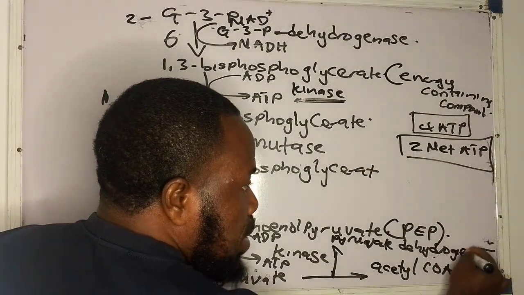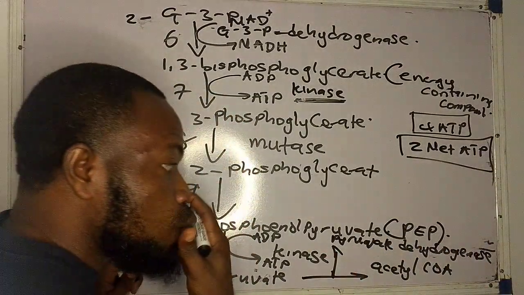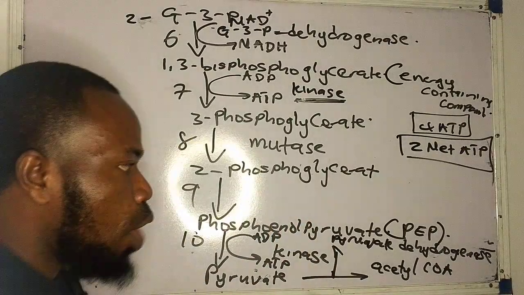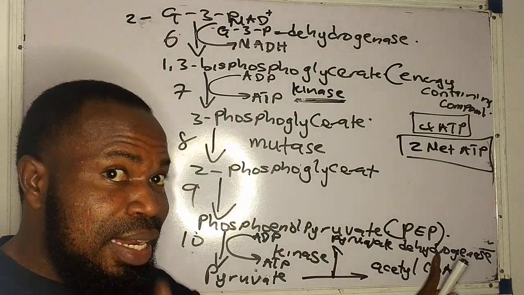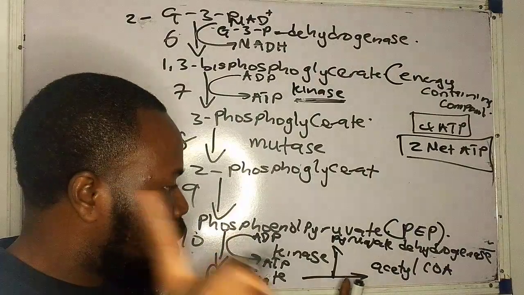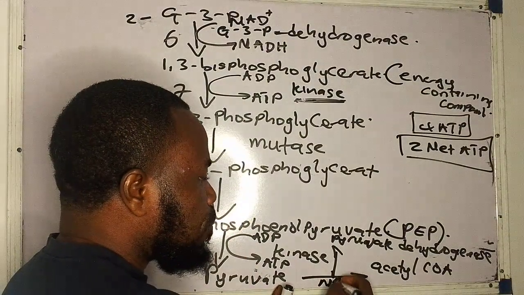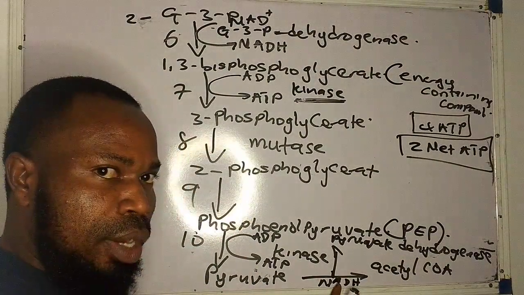It's a complex of enzymes. Pyruvate dehydrogenase complex catalyzes this reaction. Now you are seeing a dehydrogenase here again. That means this reaction is a redox reaction. That means it forms NADH, and that one is formed here.